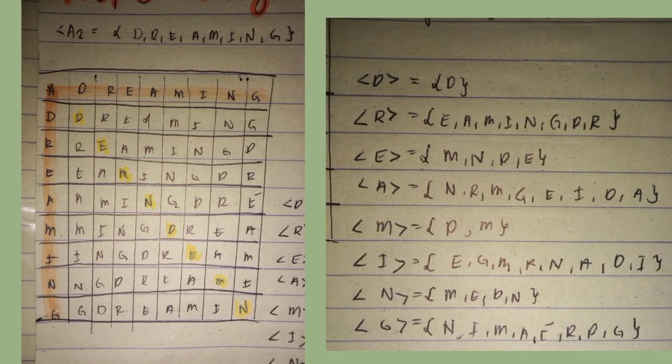So let's start with our A sub 2. Since the elements are symmetric from its diagonal, therefore it is abelian. So let's check its generator.